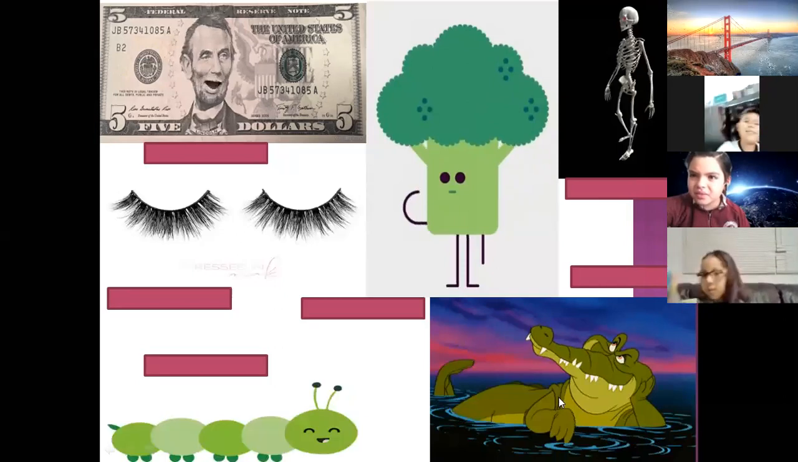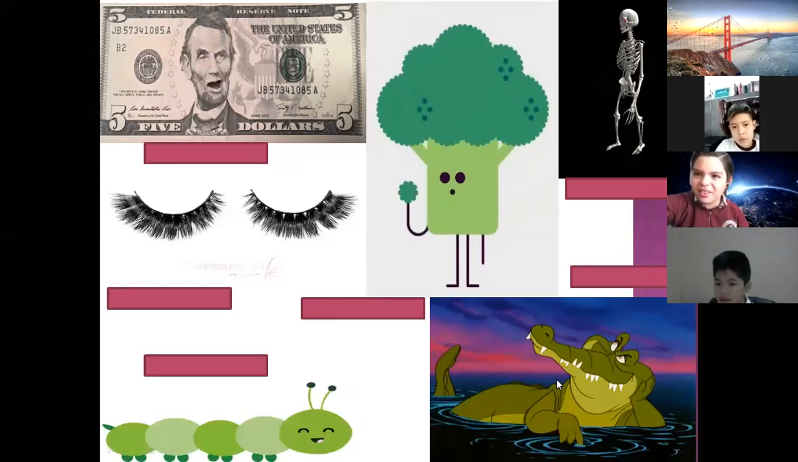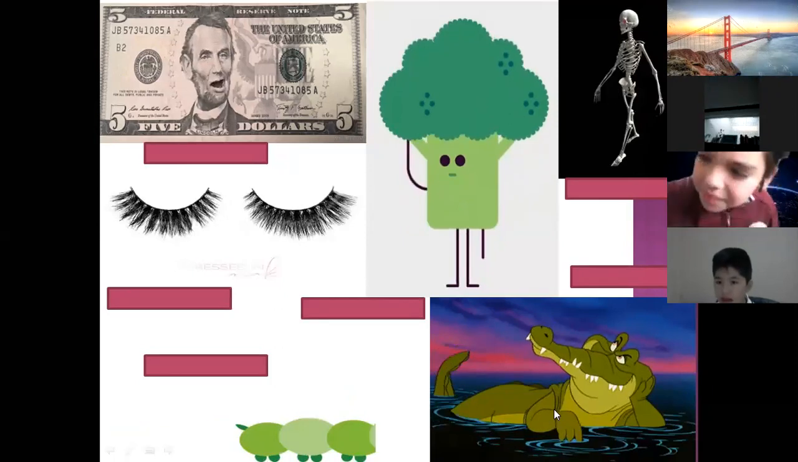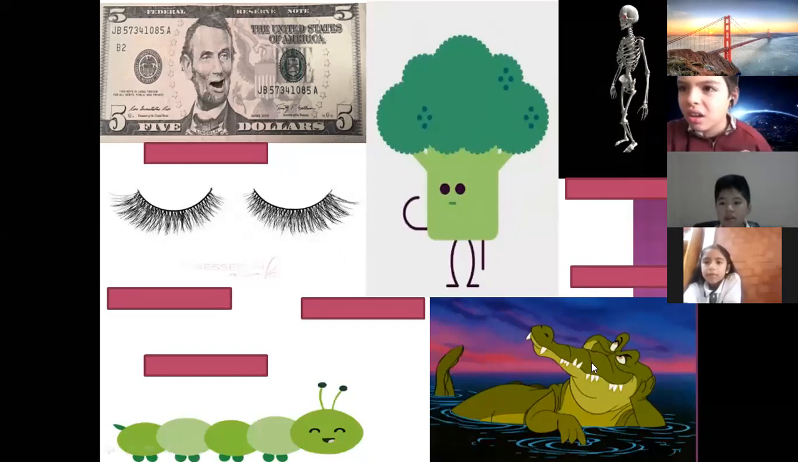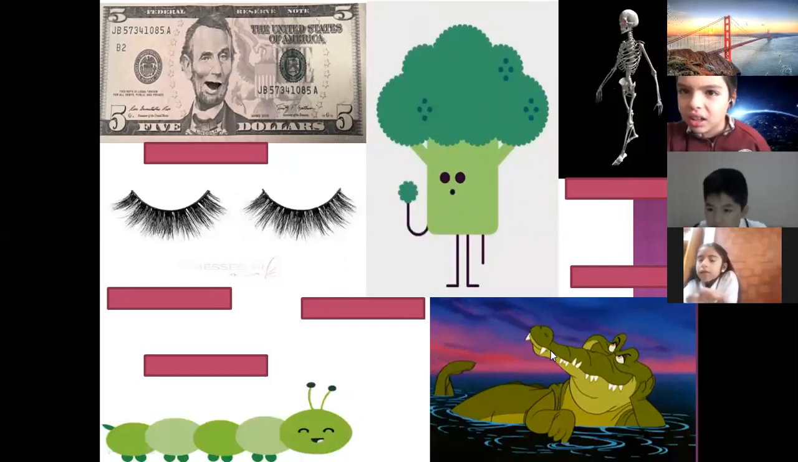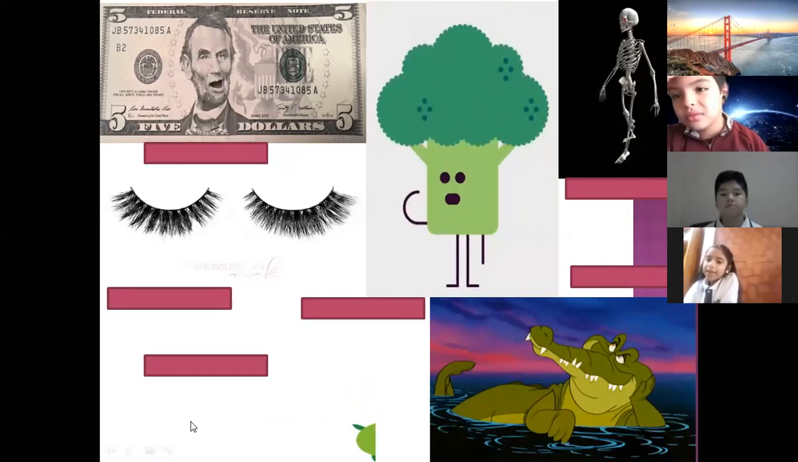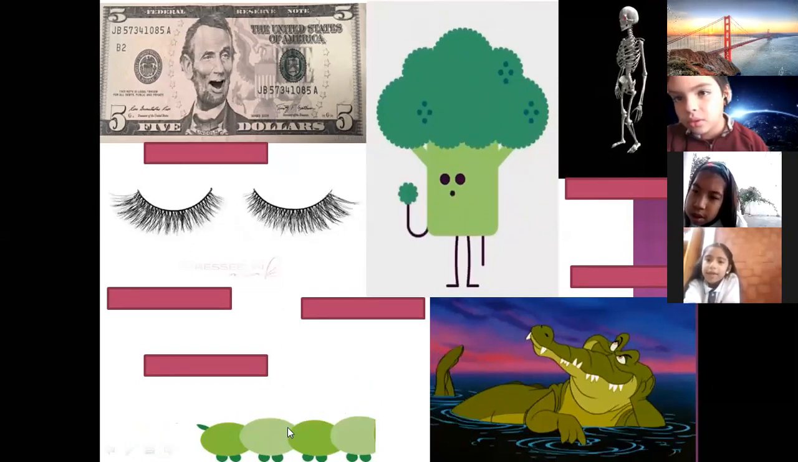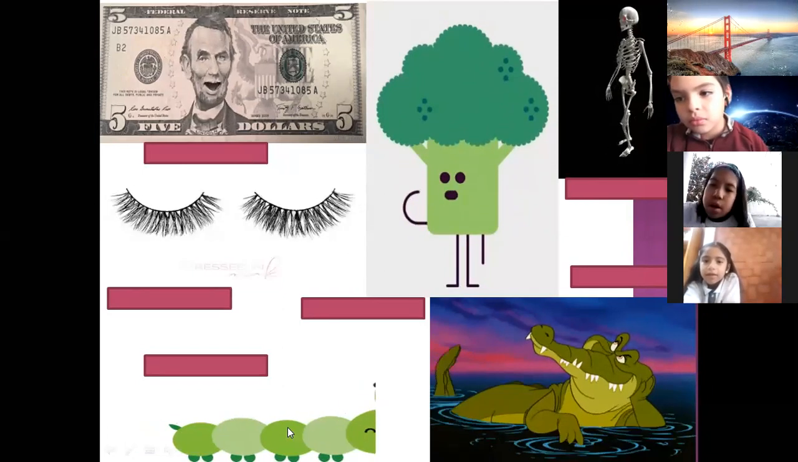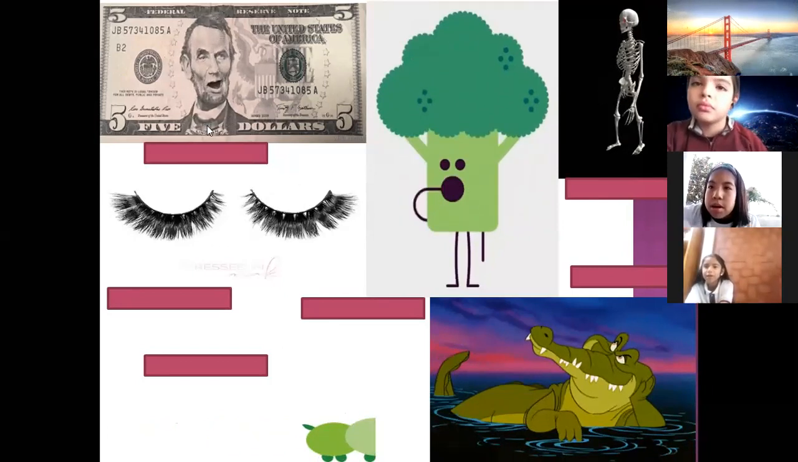Crocodile. No, it's alligator. Alligator. Excellent. Very good. What is that? This one? Caterpillar. Okay, excellent. Very good. Caterpillar. Somebody wants to spell the word dollar?